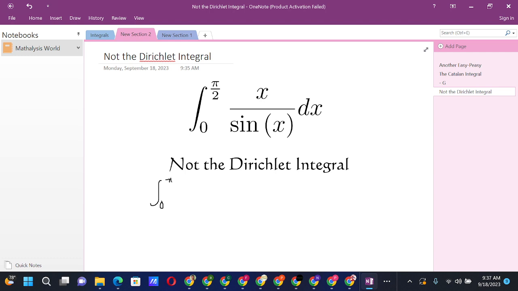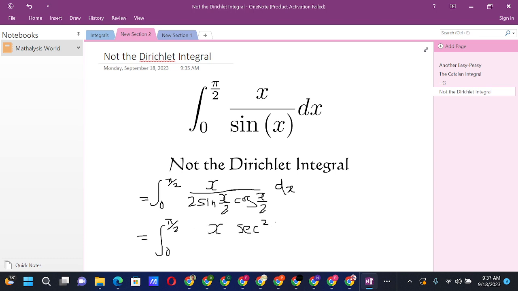It's the integral from 0 to pi by 2, x over 2 sine x by 2 cos x by 2 dx. Now we'll divide numerator and denominator by cos square x by 2. So that will give us x sec square x by 2 over 2 tan x by 2 dx.